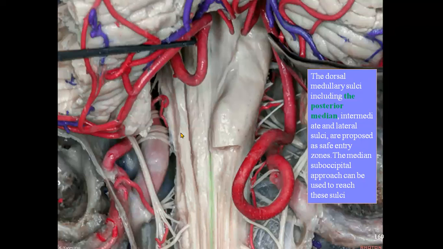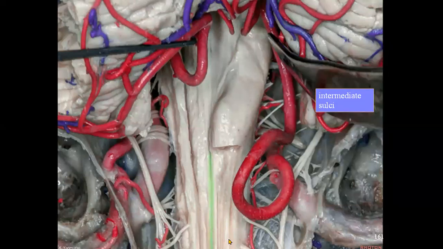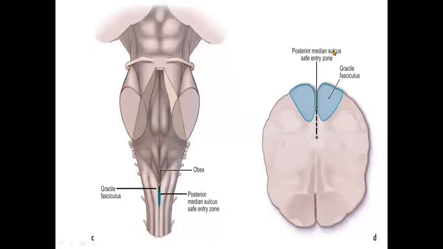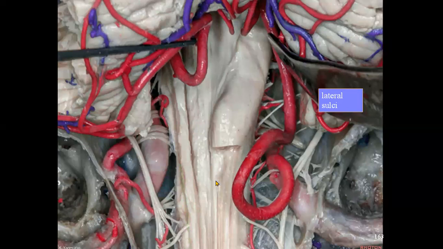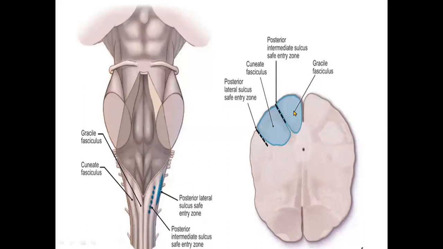So here firstly is the posterior median sulcus in the midline, and here is the intermediate sulcus. Here is the posterior median sulcus in the medulla. Here the gracile fasciculus on both sides. Here is the obex. Here is the lateral sulcus in this area. So, as we said, posterior intermediate. Here is the posterior median sulcus, here is the posterior intermediate sulcus, and here is the lateral sulcus for safe entry zone.